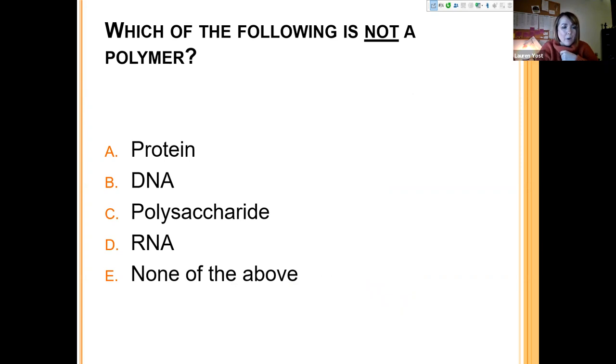So which of these is not a polymer? Well, these are all polymers. I hate to break it to you.